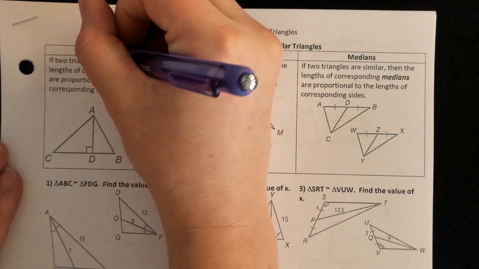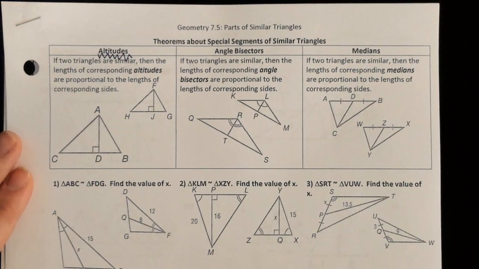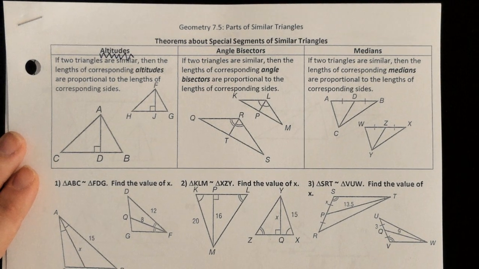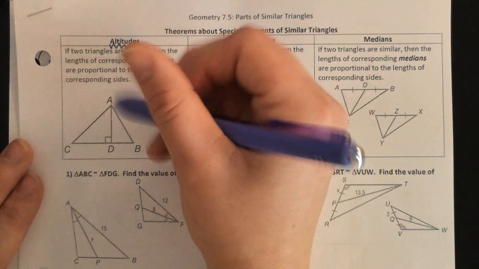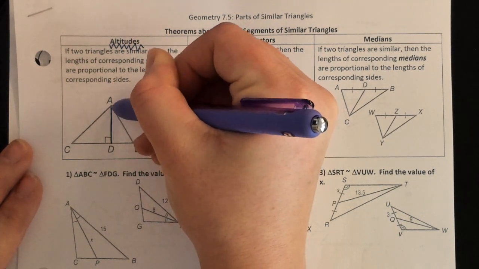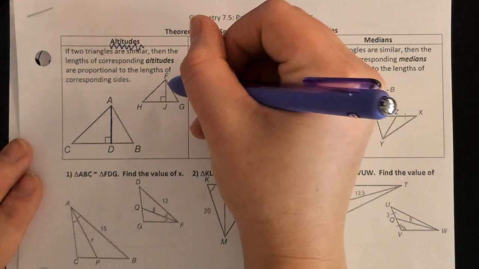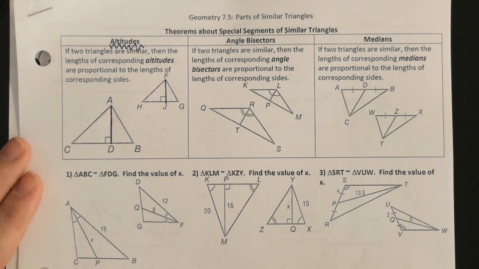So first word is called an altitude. If the two triangles are similar, then the lengths of corresponding altitudes are proportional to the lengths of corresponding sides. An altitude is basically this. This is your altitude. It's where it drops. So your altitude in this example is AD, and your altitude in this example is FJ. It's where it drops to a 90-degree angle.